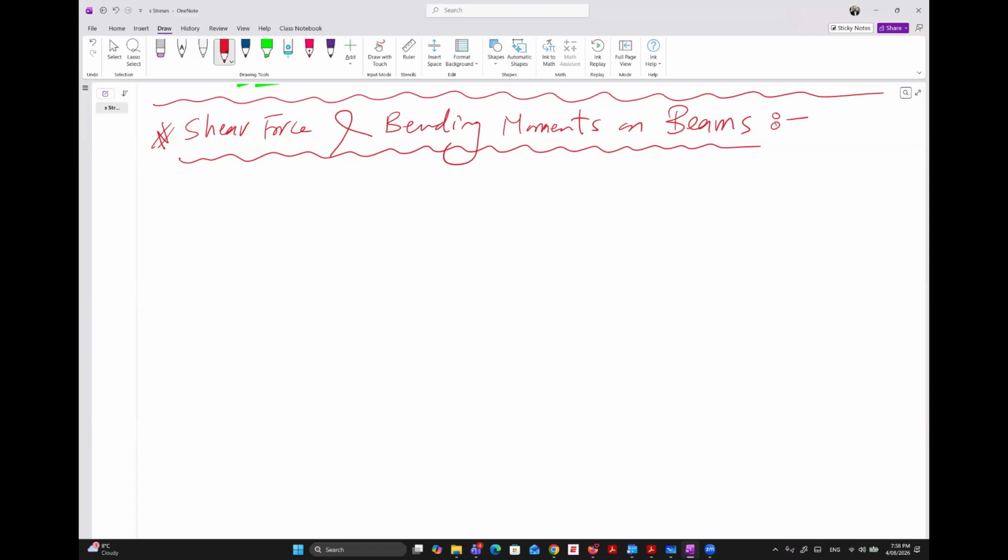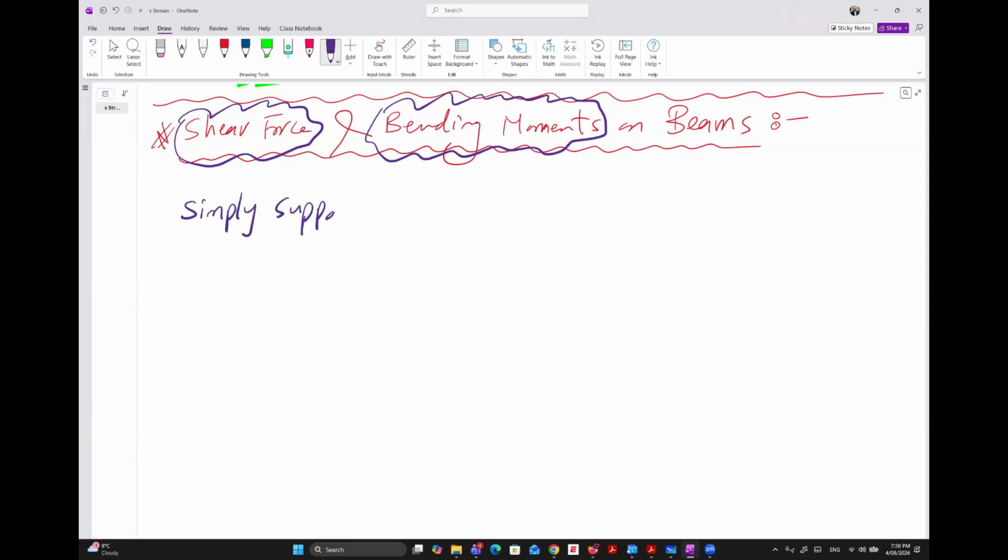Okay. Anyway, I just want to share with you the important parts. The first part is we need to know how to calculate and draw the shear force and bending moment diagram on two types of beam. The first type of beam is called simply supported beams. I will let you know why now. And the first case we have is a beam subjected to point load.